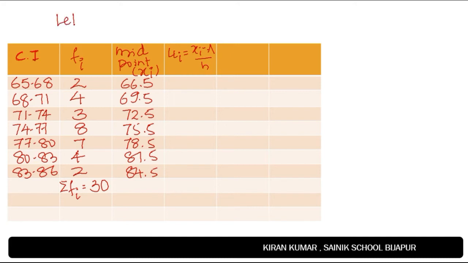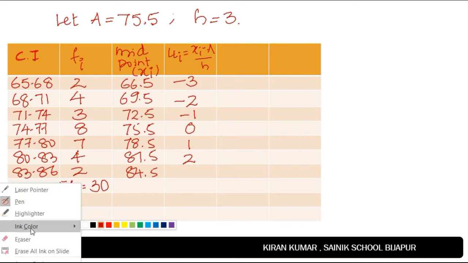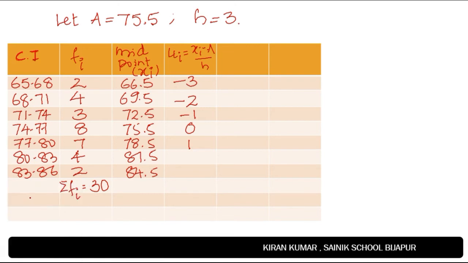Here we'll consider the assumed mean to be the value somewhere in the middle of these xi's. I'll take this as 75.5, and the value of h, I'll take it as 3, because the difference of the upper limit minus the lower limit is 3. So minus 3, minus 2, minus 1, 0, positive 1, positive 2, sorry, it's positive 3, not 2. It's positive 3 and positive 3.